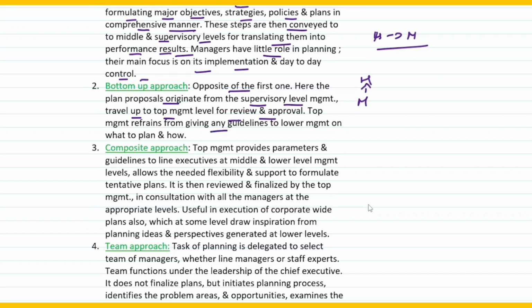Top management refrains from giving any guidance to lower management on what to plan and how. So basically the leverage is given to the middle management for planning purposes. Top management has the role of only reviewing and approving. They don't interfere in the planning process of the middle management as such.